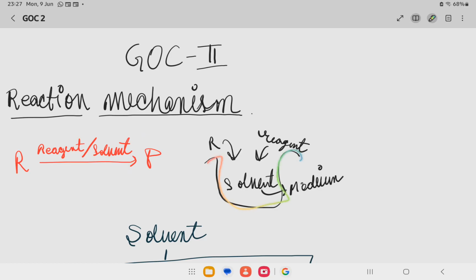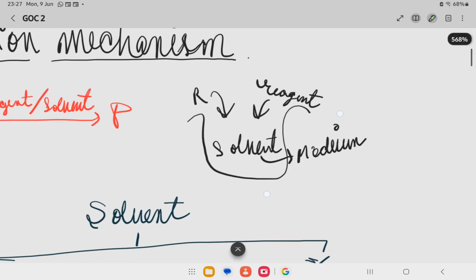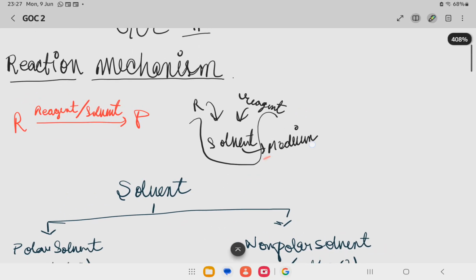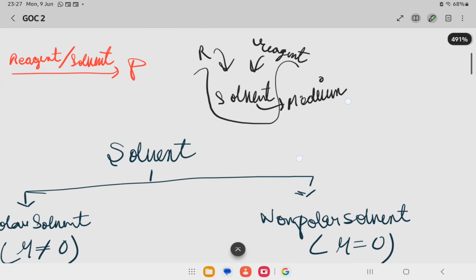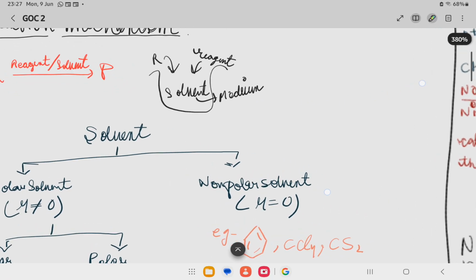Suppose we have taken a beaker. In it we put a reactant and a reagent, and a medium which is known as solvent is created. Solvent is basically the medium required, and hence we get the product. So solvent is a medium. Solvent is of two types.